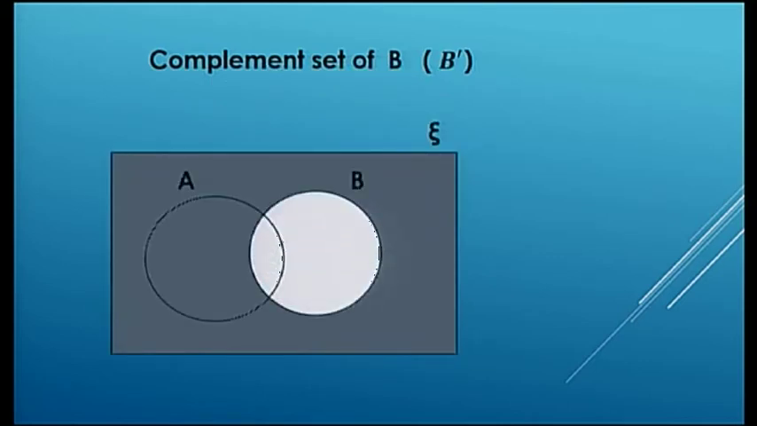Similarly for B dash, the region which is outside B is B dash.